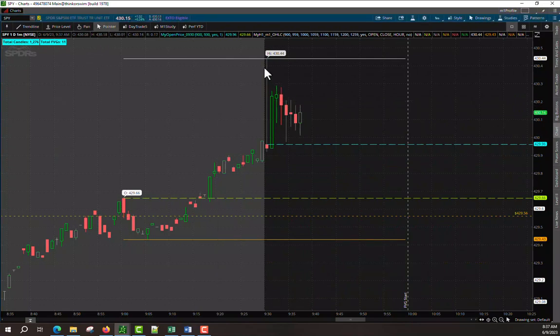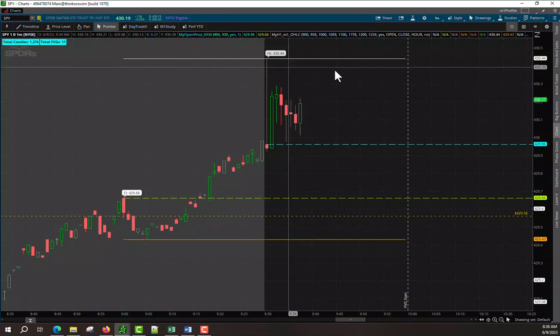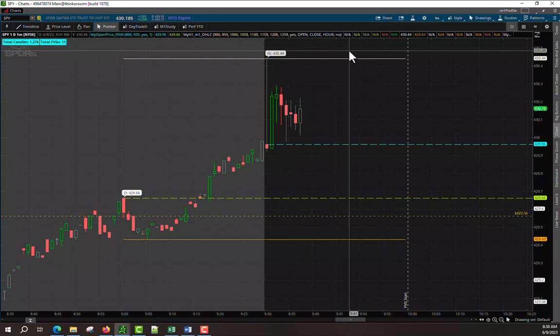So far we have the high at 430.44, so we need another $1.30 to go up there. But on Friday, is it going to make $1.35 to the upside? I don't think so, but let's see how it plays out.